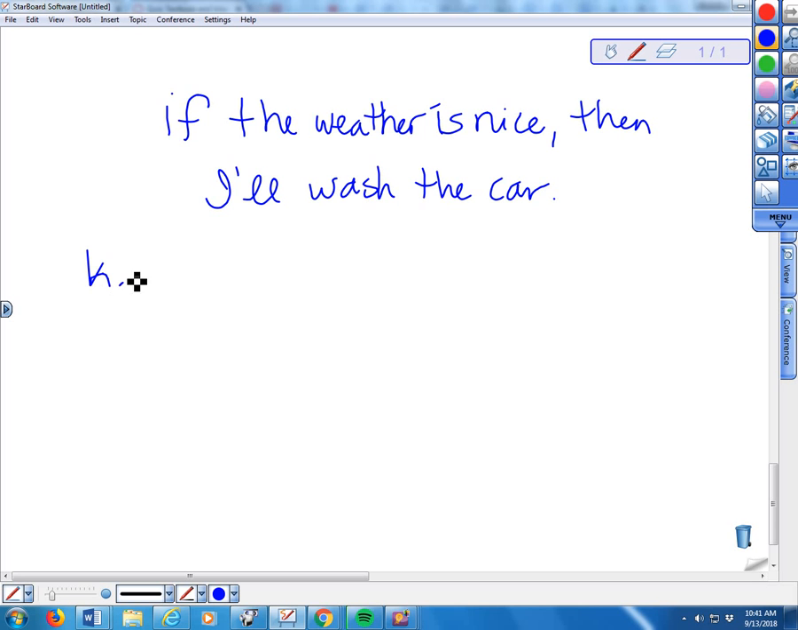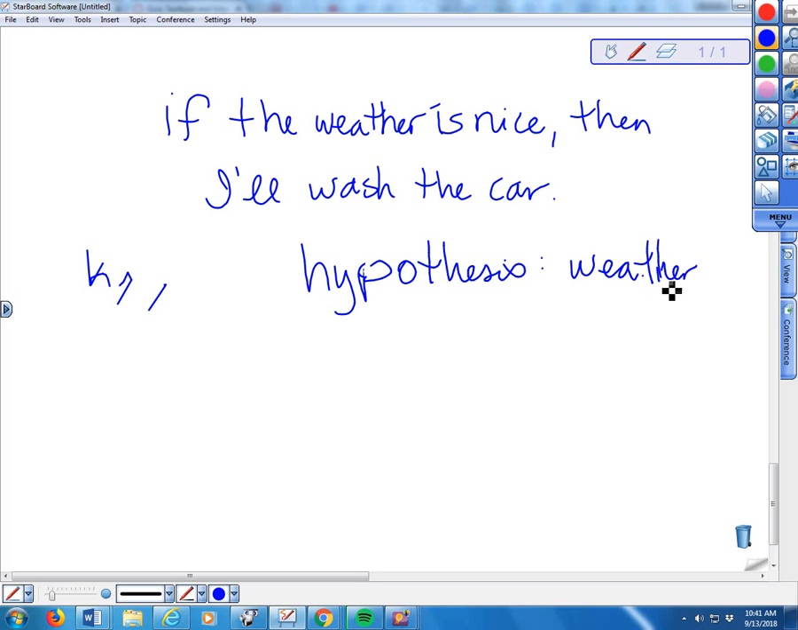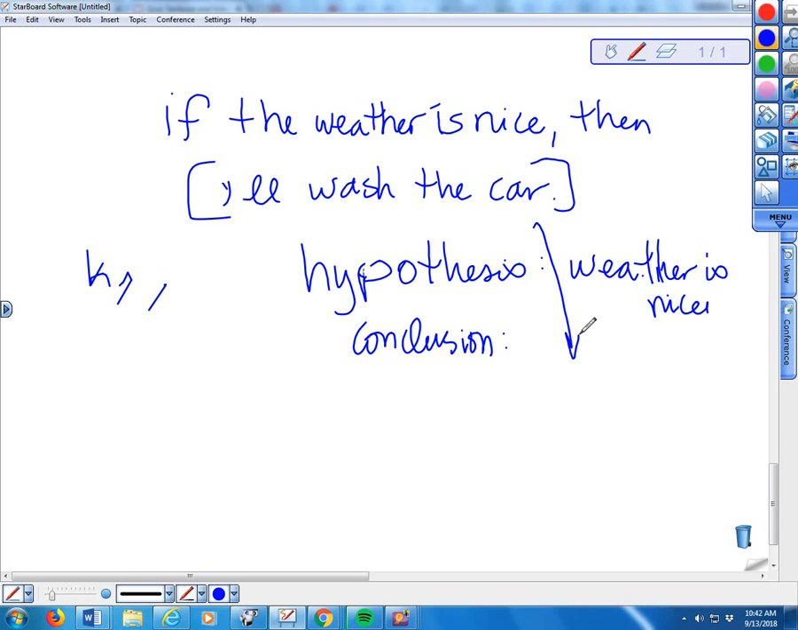Hypothesis is the weather is nice. What's the conclusion? I'll wash the car. Yep. The conclusion, for the sake of time, is here: I'll wash the car. Okay?